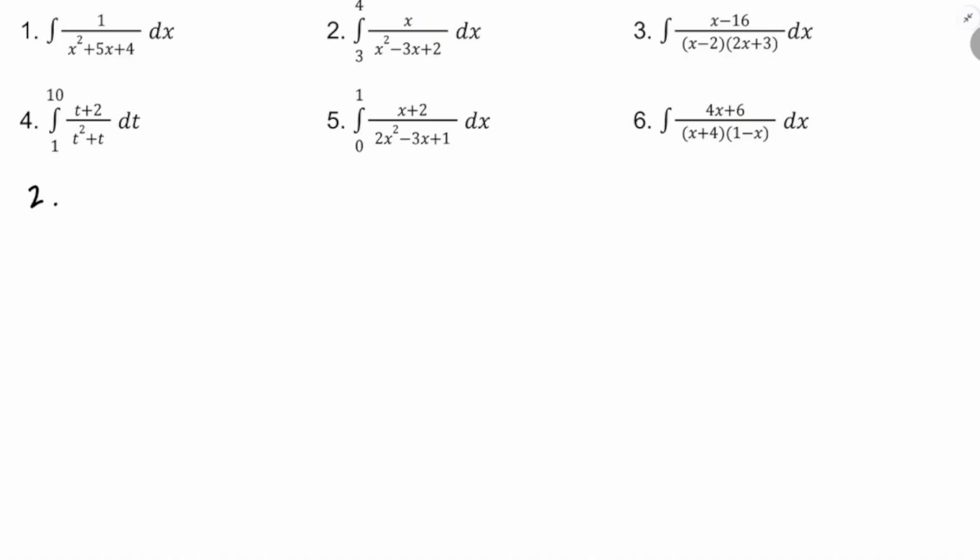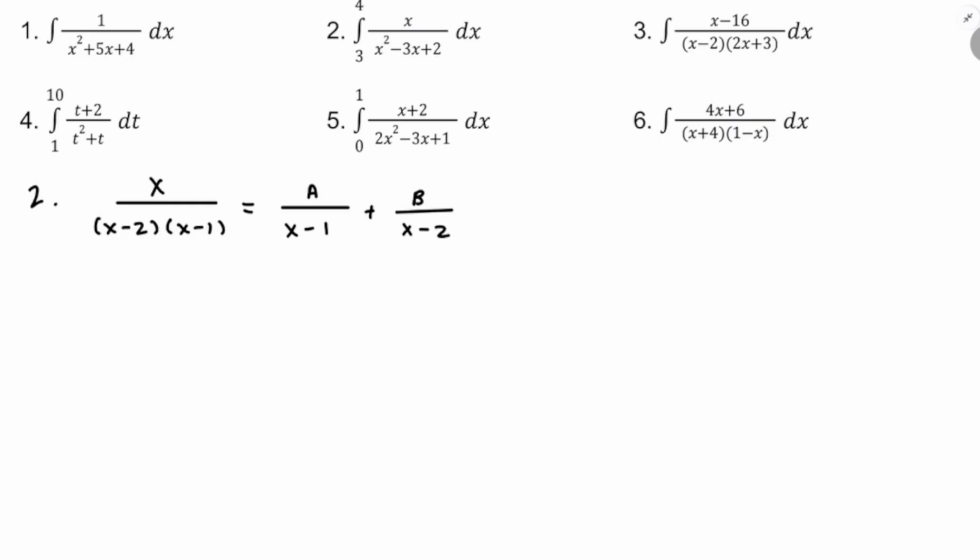Okay, the second one is the integral from 3 to 4 of x over x squared minus 3x plus 2. So I'm going to do the work on the fraction itself. So x over, that's going to be x minus 2, x minus 1. It's going to be some number over x minus 1 plus some other number over x minus 2.